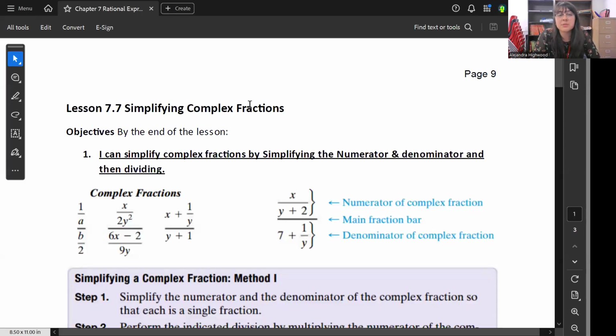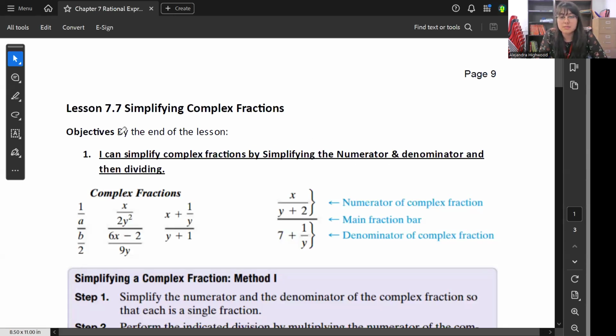Hi, welcome to 7.7. We are going to simplify complex fractions. There are three objectives. I'm going to be breaking up these videos into each specific objective. Let's start with, I can simplify complex fractions by simplifying the numerator and the denominator when dividing.